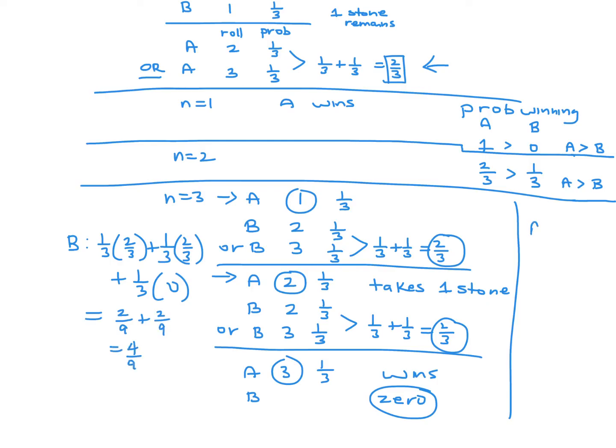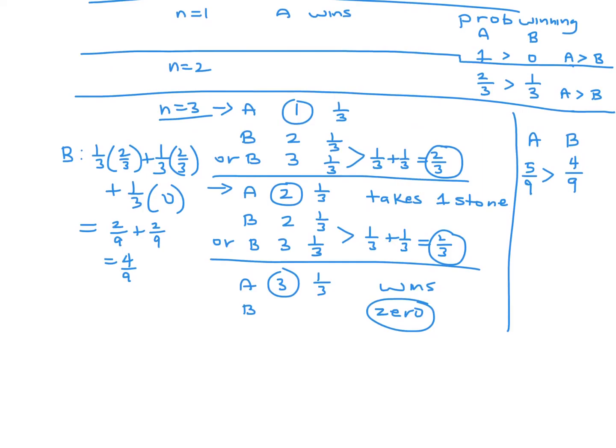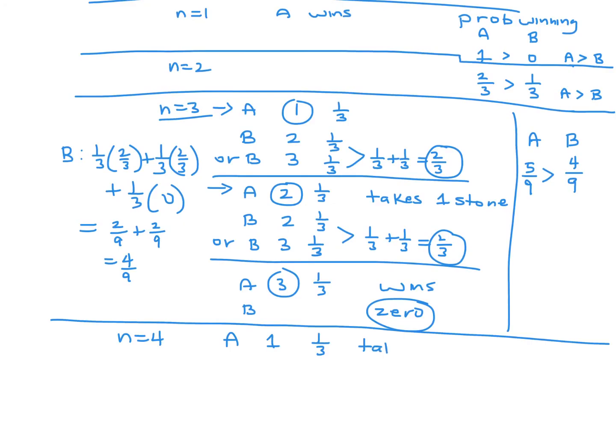So back to our tally, A and B. Bob winning is 4 over 9, and therefore Alice winning is 5 over 9, which is of course the complement, because they both have to add up to 1. And this is still less than that. So n equals 3 still is less than. So we've got to keep going here. Hopefully we don't have to go too far. Let's try n equals 4. N equals 4 again. Alice rolls a 1, and she does that with 1/3 probability. She takes only 1 stone.